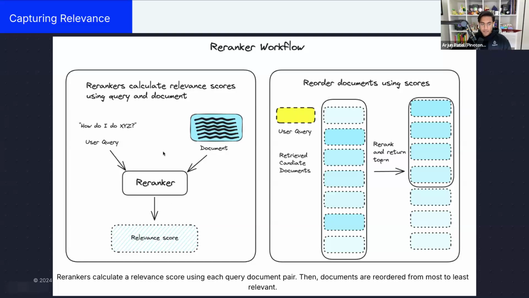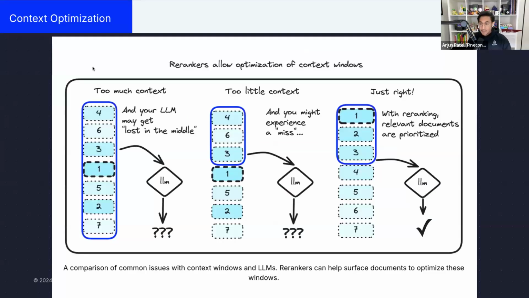And because the re-ranker takes into account the document and the user query at the same time, uniquely to each user query and document pair, the scores are going to be specified with those in context. So you know that the documents being returned are the most relevant for your given workflow. Secondly, there's this idea of context optimization.